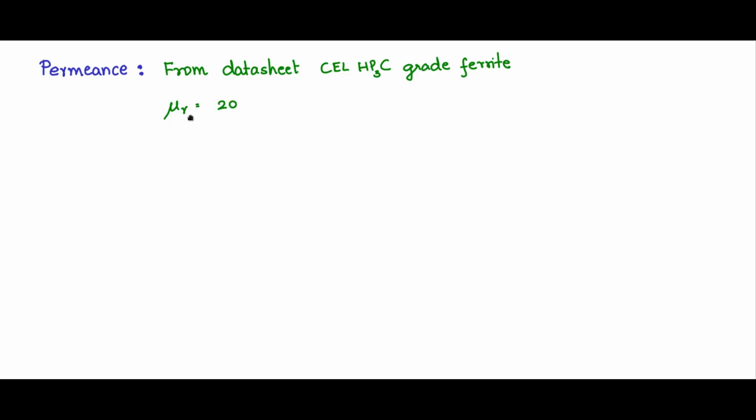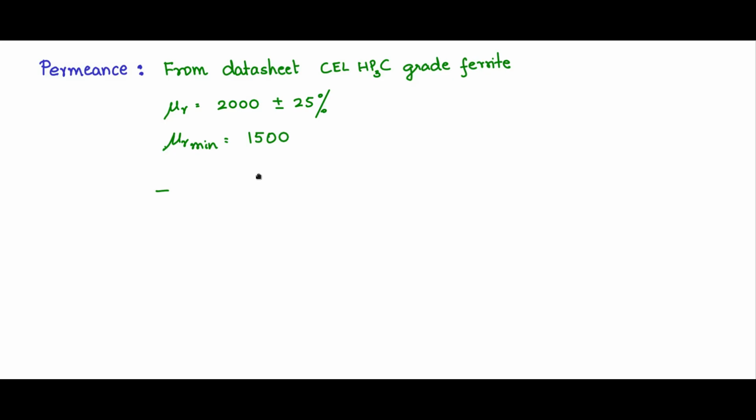Next, let us calculate the permeance. From the data sheet of CeLHP3C grade ferrite, I have obtained the value of relative permeability as 2000 plus or minus 25%, where the worst case permeability minimum value is 2000 minus 25%, 1500. So I will use this minimum permeability for the calculations in evaluating permeance.